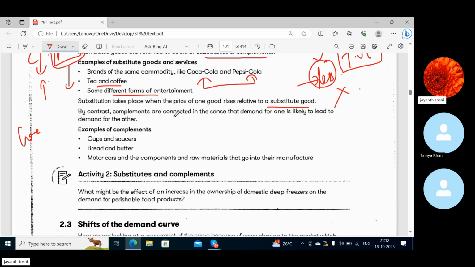By contrast, complements are connected in the sense that demand for one is likely to lead to demand for the other. Cups and saucers, bread and butter, these are complements, right? If the price of butter is very high, what will happen? You'll buy less bread. In food it doesn't work like substitutes. Complement is nothing but one working with another only. Without a saucer, will you buy cups? No, you won't. So they have to go as a package. Without butter, you won't consume bread. They have to go as a package. Motor cars and the components and raw materials that go into their manufacture.